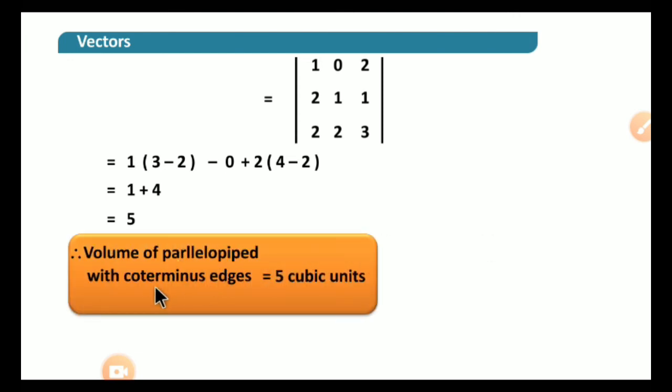Therefore, the volume of the parallelepiped with coterminous edges along the AB, AC and AD vectors is equal to 5 cubic units.